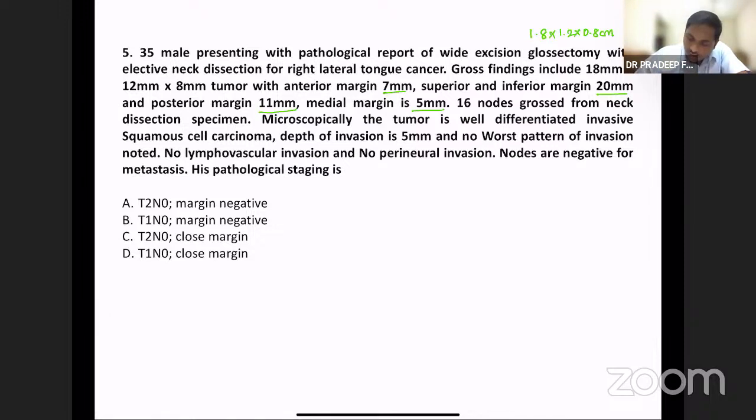And 16 nodes grossly from the neck dissection specimen. Microscopically, the tumor is well differentiated. Whenever it is well differentiated, it is called grade 1 tumor. Moderately differentiated is grade 2 tumor, and poorly differentiated is grade 3 tumor. It is an invasive tumor, squamous cell cancer histology, and the depth of invasion is 5 millimeters. And no worst pattern of invasion.